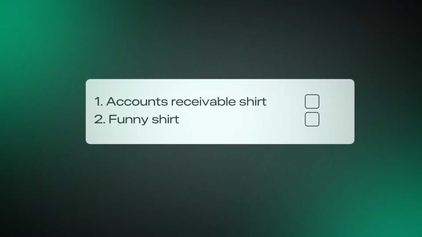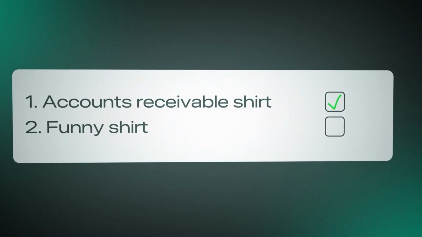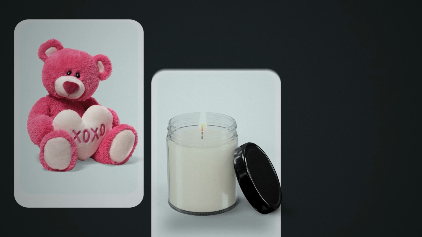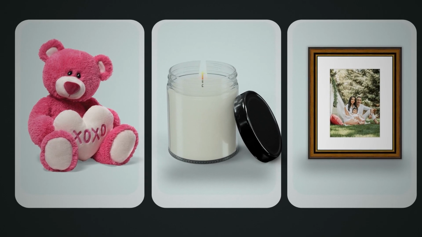Now, my secret that I really love is I love to go after long tail keywords. So something like accounts receivable shirt is a lot better than just general funny shirt or something like that, because you're going to have a lot less competition. And you're also going to have less competition if you start going in a lot of the other kind of products that I talk about. So teddy bears and candles and frames and all these different things. There's just a lot less competition when you combine all of that.